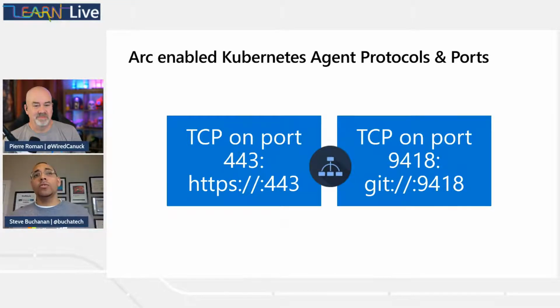Also, these are the ports that the agent, aka those pods, will use to communicate back to Azure Arc: 443 and then 9418. So as you're looking at the requirements and wondering whether you need to poke a new hole through the firewall, this is what you need to look at. Let's move to the next slide.